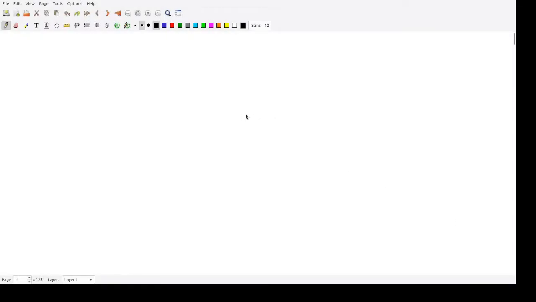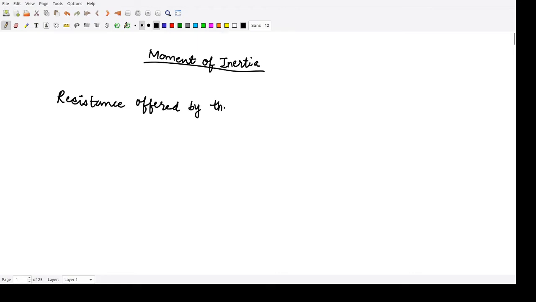Next topic is moment of inertia. So what is moment of inertia? First of all, you should know that it is the resistance which is offered by the mass whenever it is in rotational motion.